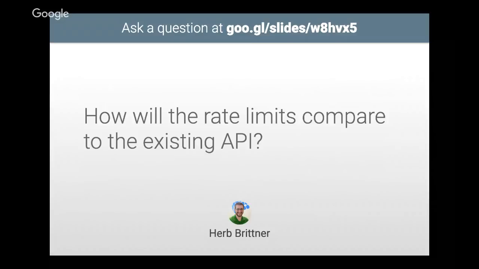How will the rate limits compare to the existing AdWords API? This is actually a great question. We will still have rate limits in place on the AdWords API and the Google Ads API. So in general, the rate limits should be comparable. One of the interesting things about the Google Ads API is we're going to have pretty strong rate limits, stronger than you would expect, on GET requests.